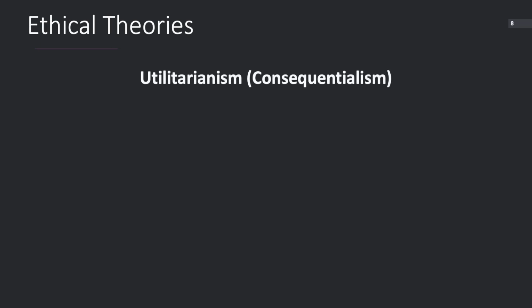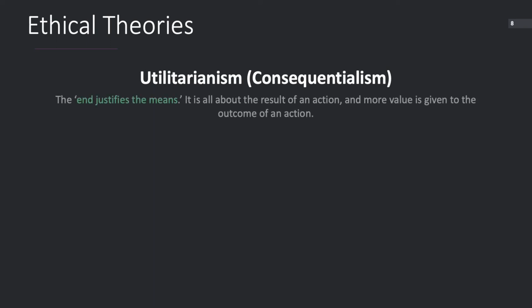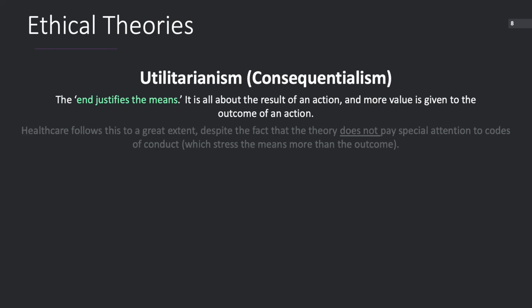The first is utilitarianism, also nicknamed consequentialism. In this theory, the end justifies the means. In other words, it's all about the result of an action or the series of actions, and more value is given to the outcome of the action than the action itself.